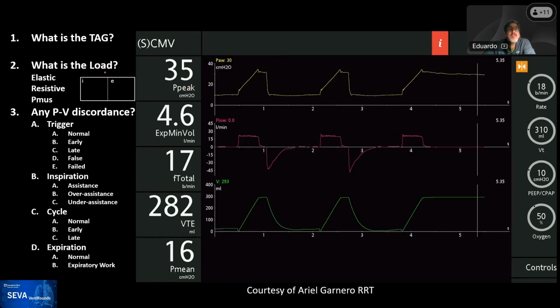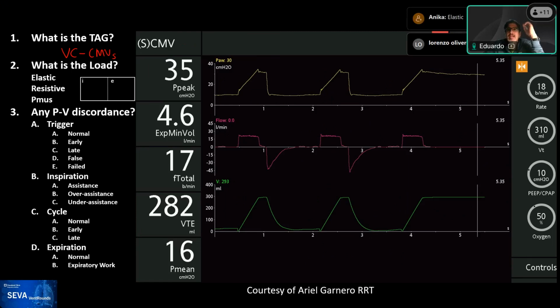And now you have this image. For the sake of time, I'm going to give you the tag because we reviewed it a second ago: VC-CMV. And now you can see these waveforms again. And what is the load? I would ask the team. Now rapidly, I can see your brains are starting to recognize immediately the load. This is an elastic load, and this is again a patient in which there is no PMUS, there is no triggering anywhere.